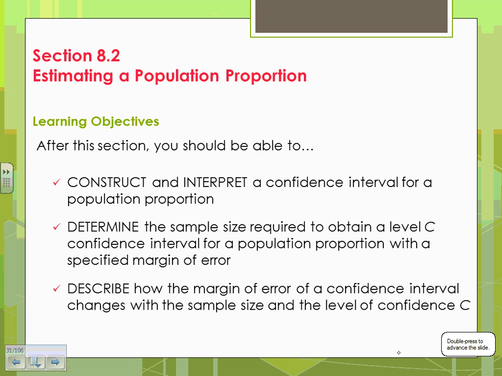All right, so we will be starting section 8.2, estimating a population proportion. Your learning objectives are the following.